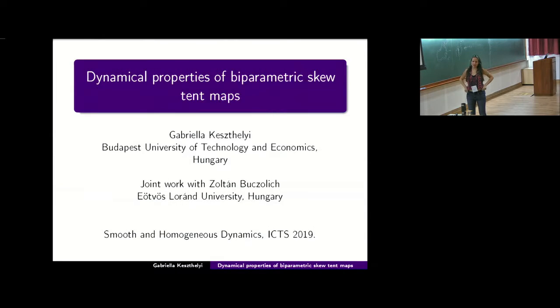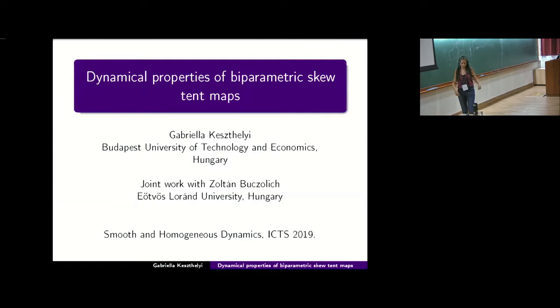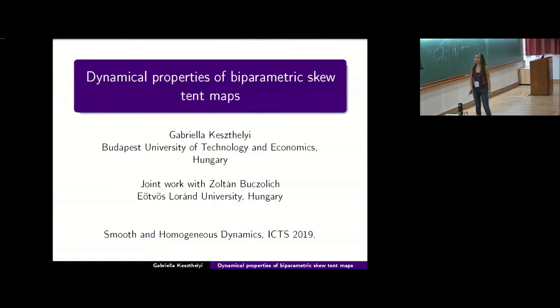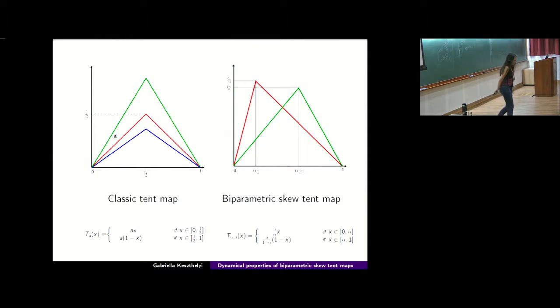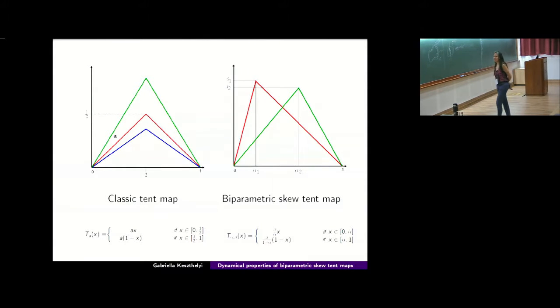I'm going to talk about a joint project with my former advisor, Zoltán Vucelic, and I'm going to talk about tent maps. I'm pretty sure the majority have heard of the classic tent map, which is just a very simple system. It has just one parameter, the slope of the tent. It lives in the unit square. And the entropy of the classic tent map is just the logarithm of the slope.